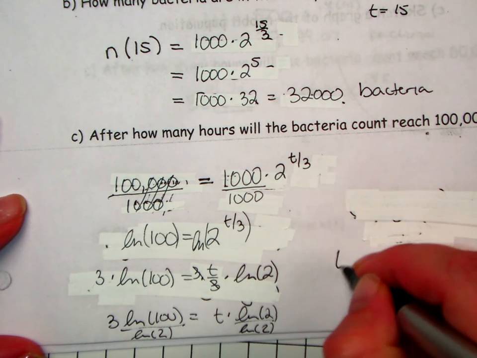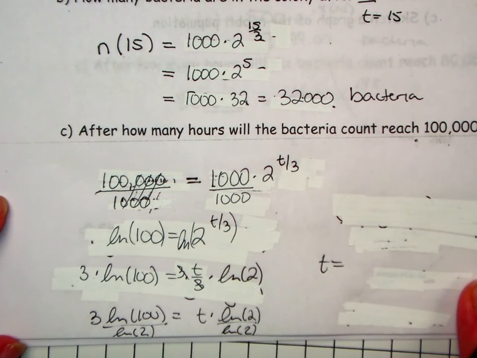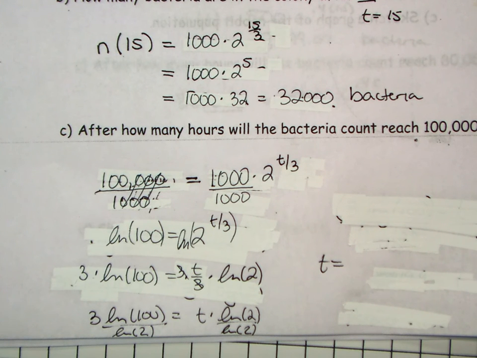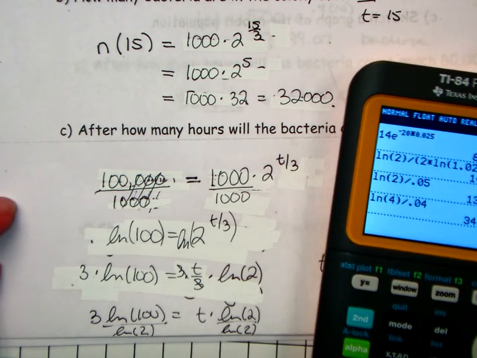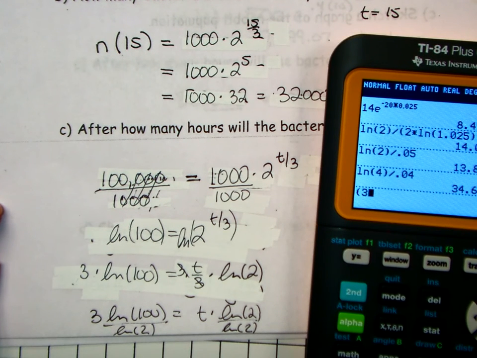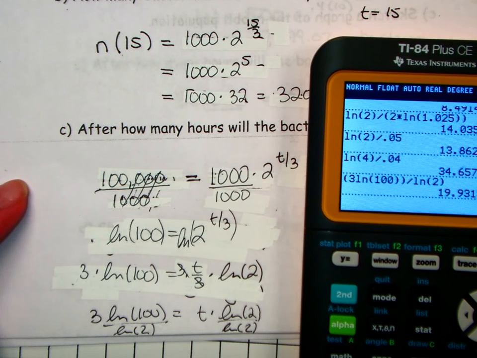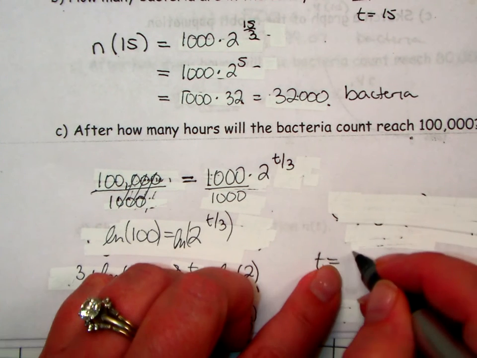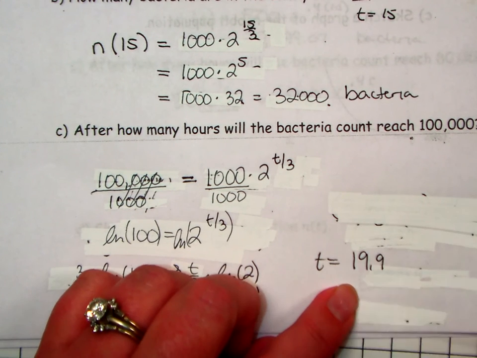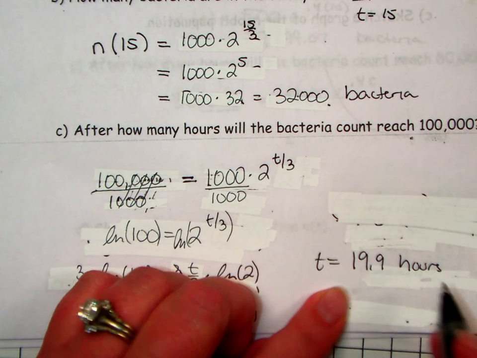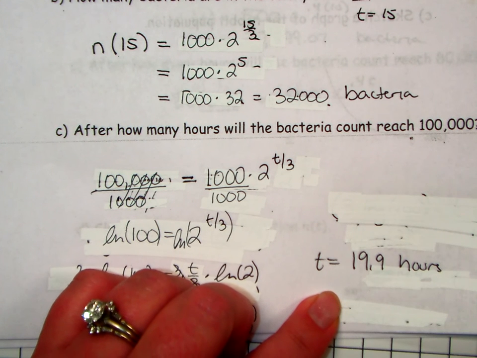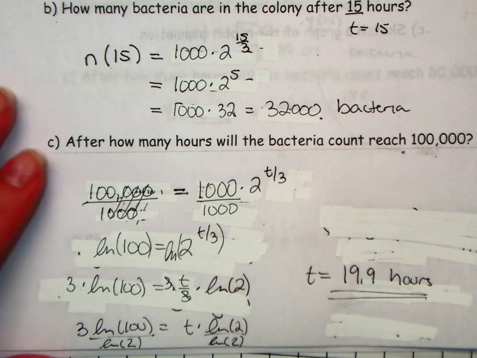And so I can plug that into the calculator, right? 3 ln of 100 divided by ln of 2. So I'm going to put the numerator in parentheses because there's more than one term, and then divide by ln of 2, and I get 19.9, almost 20 hours. Okay, so t is 19.9, and the units here are hours. Right, it's going to take approximately 20 hours for that bacteria count to reach 100,000.